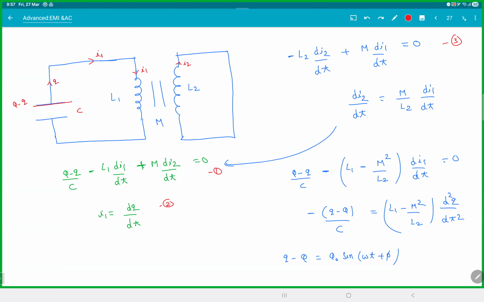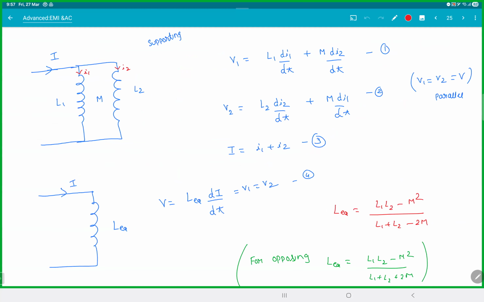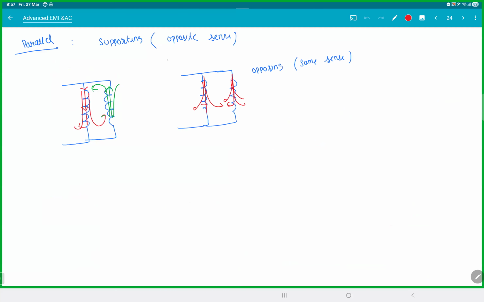It depends on the orientation. I told you, right? Are they in the same sense? So, it is like this: if they're in the opposite sense, they will support. If they're in the same sense, they'll oppose. Same sense means rotation this way, they'll oppose.